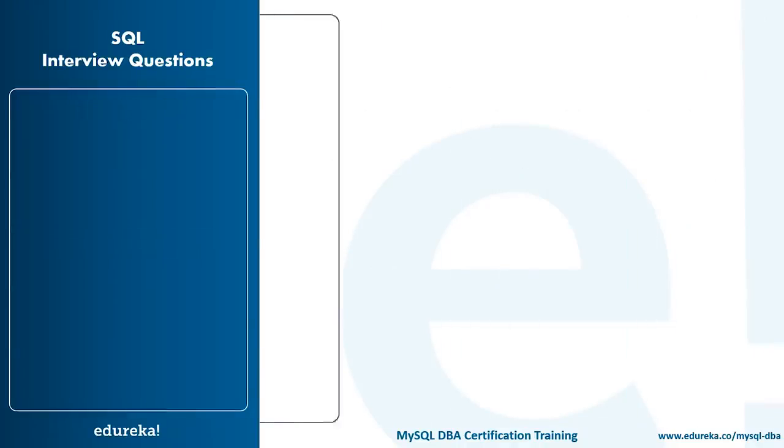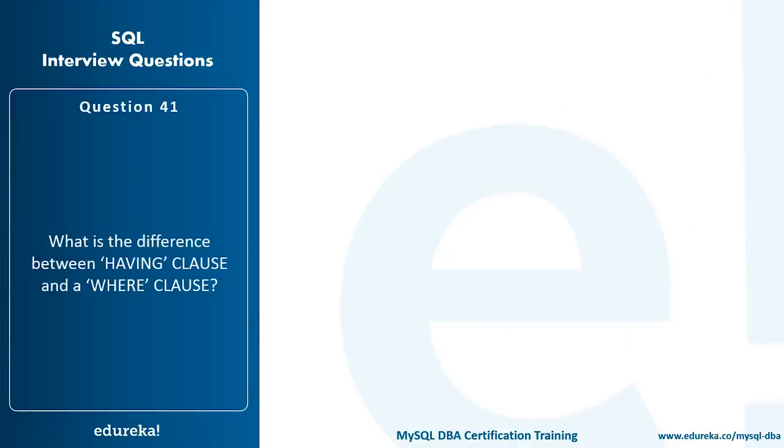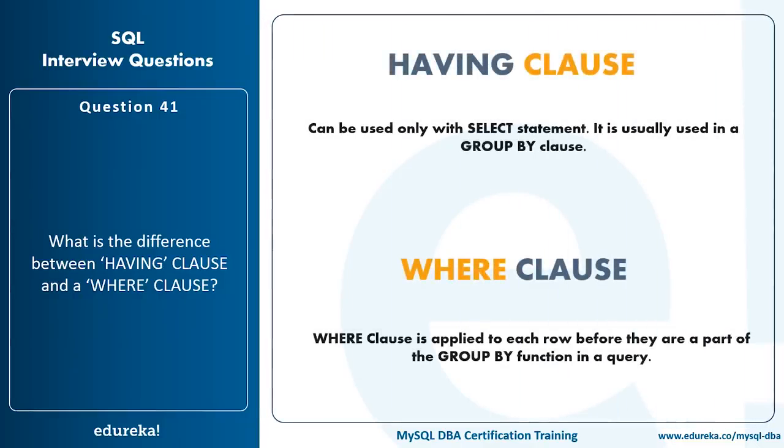Now let's move forward to our next question, that is, what is the difference between the having clause and the where clause? Now the main difference between having clause and where clause is basically that the having clause can only be used with the select statement. It is usually used with the group by clause, and whenever group by is not used, having basically behaves like a where clause.